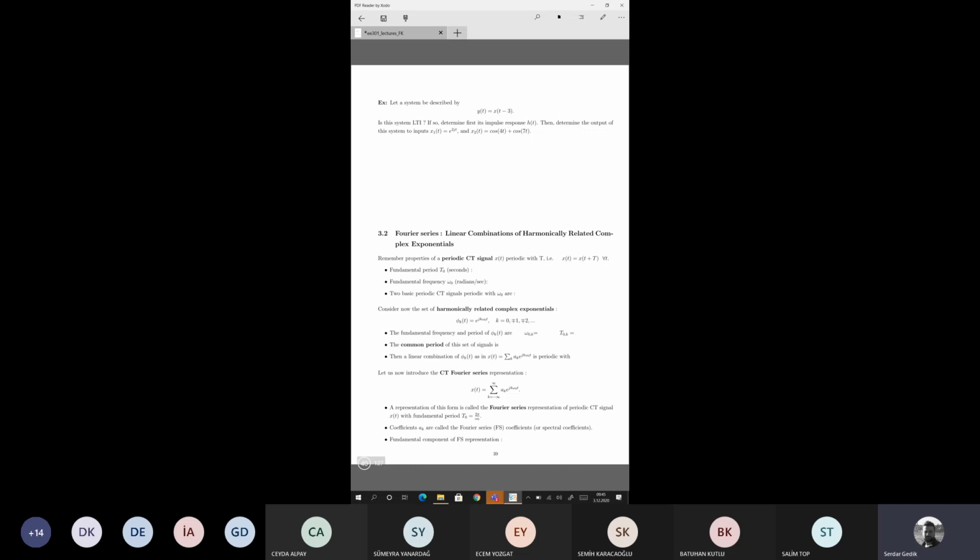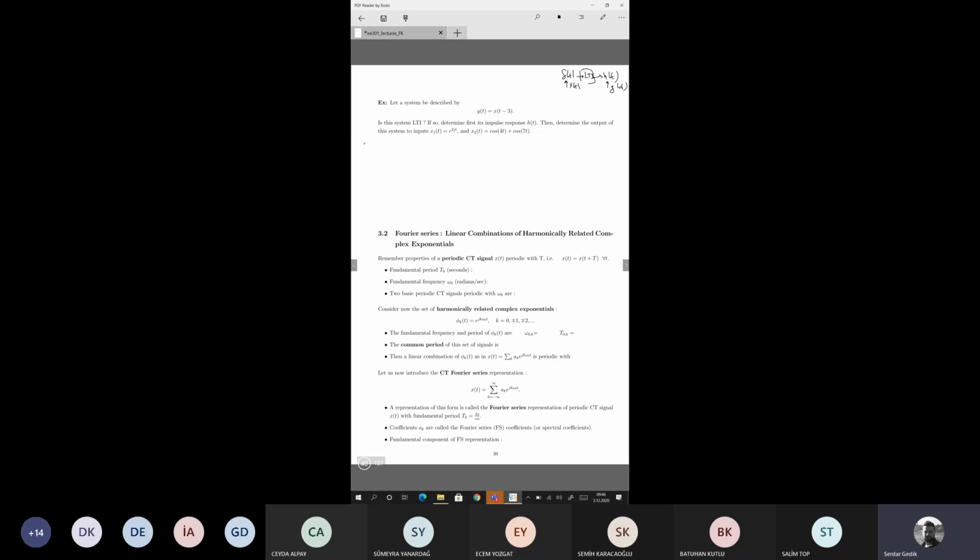So remember, we have impulse responses defined only for LTI systems. If you have an LTI system, then you have its impulse response. For the impulse response, you have impulse of t at the input, and at the output, you have h of t. So it tells us to determine its impulse response. If it is LTI, then determine the output of the system to inputs x1 and x2.